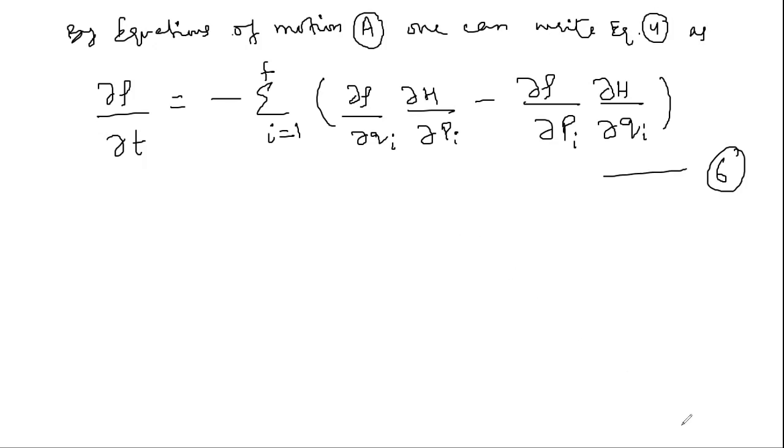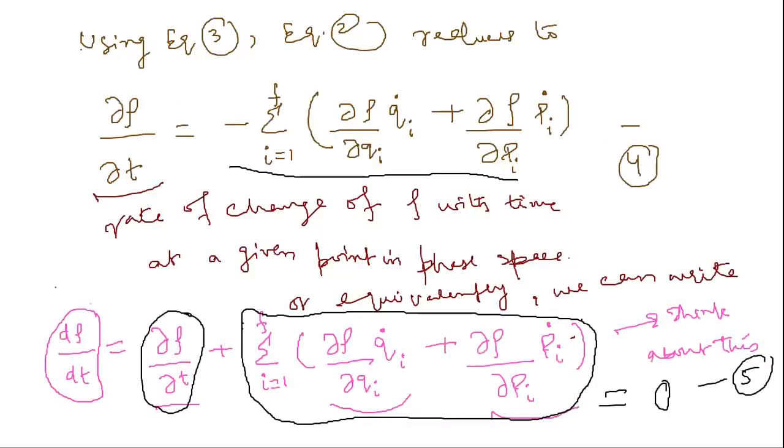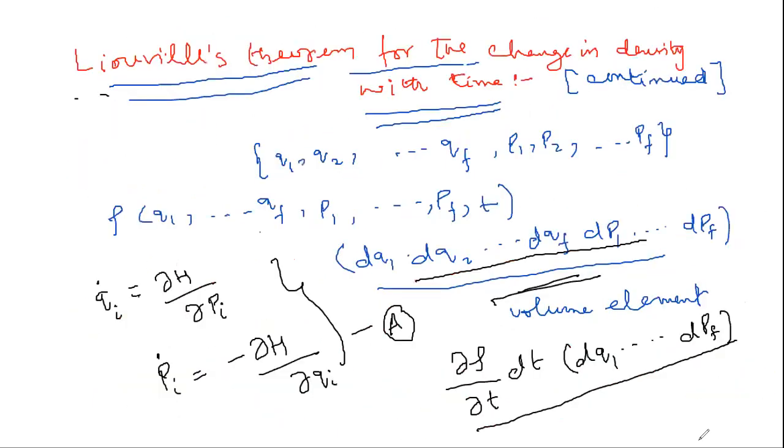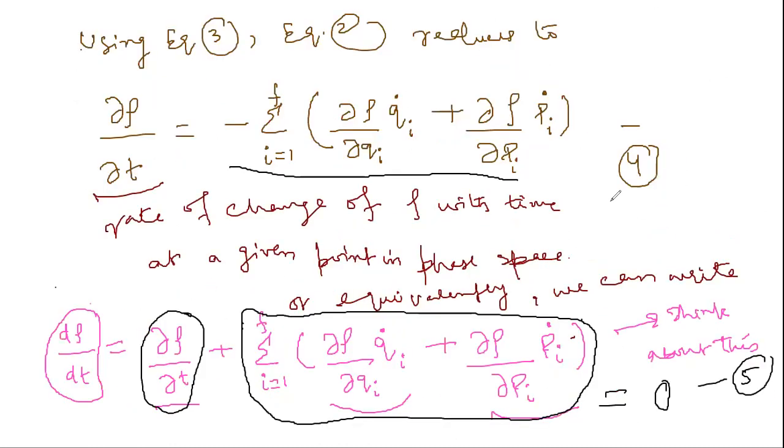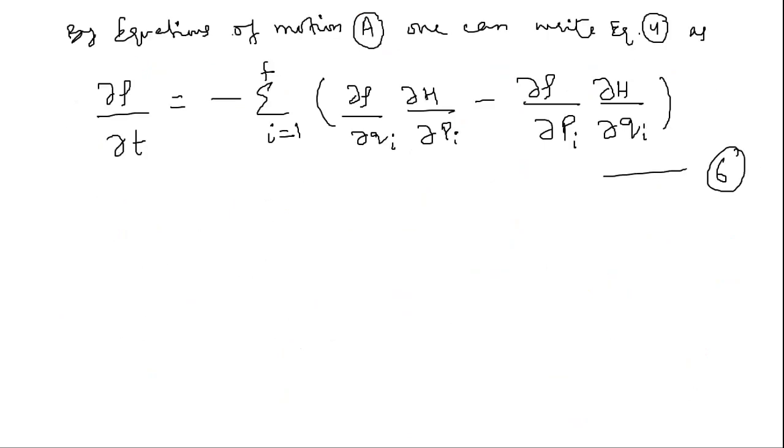Let me move to the previous page. Understand what we have done. This is our equation 4. Here I replace qi dot by dou h by dou pi, as per my equations of motion, and I replace pi dot by minus dou h by dou qi. So I got equation 6. This minus is because pi dot is minus dou h by dou qi.